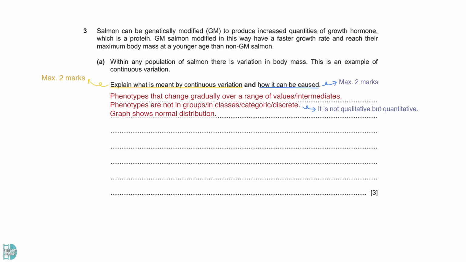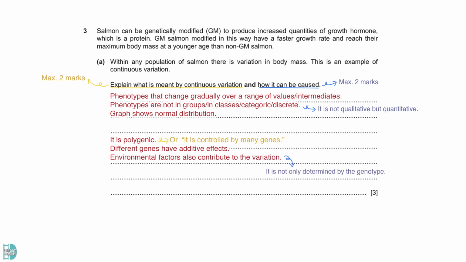There are 2 marks for the second half of the question. It is usually polygenic. Polygenic means it is controlled by many genes. A few different genes that have additive effects contribute to the phenotype together. It is usually affected by environmental factors too. It is not only due to the genotype of the organisms.